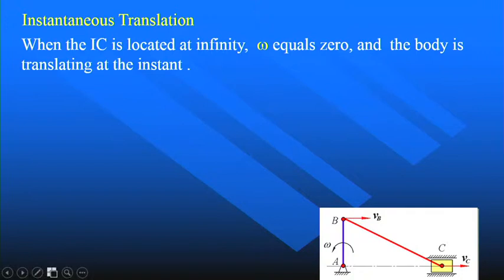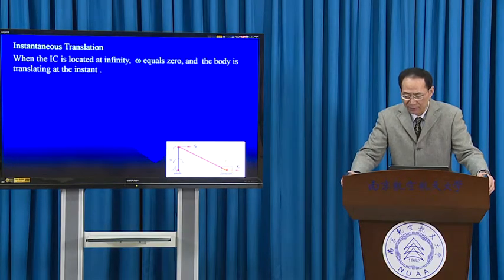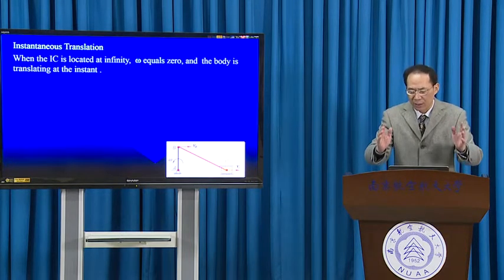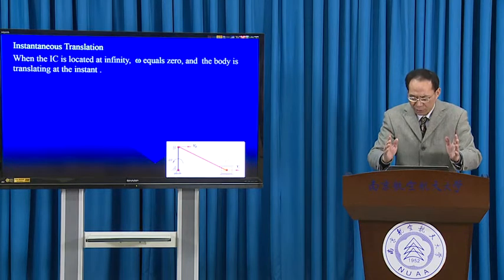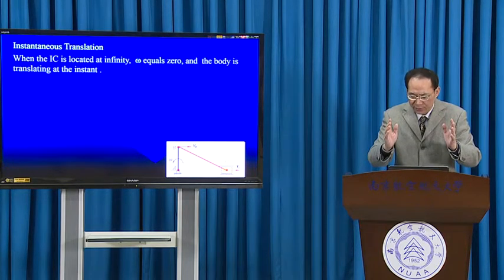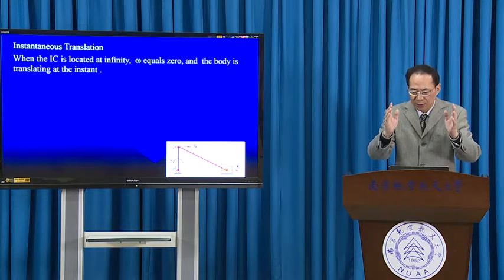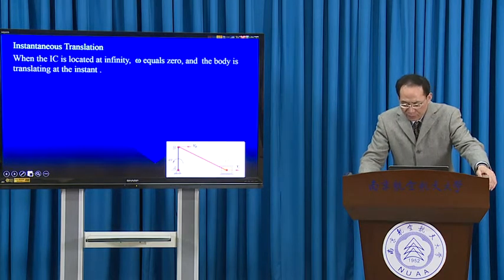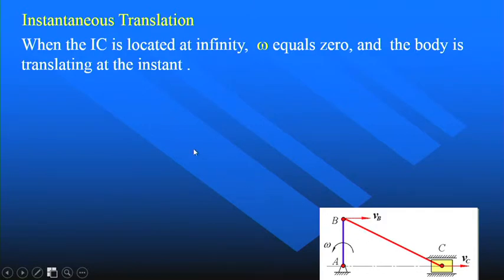this case is just like case B. So when you use joint connections, the both perpendicular lines to the velocities will have intersection at infinity. So we can say at this instant, linkage BC is in instantaneous translation. It's doing an instantaneous translation.